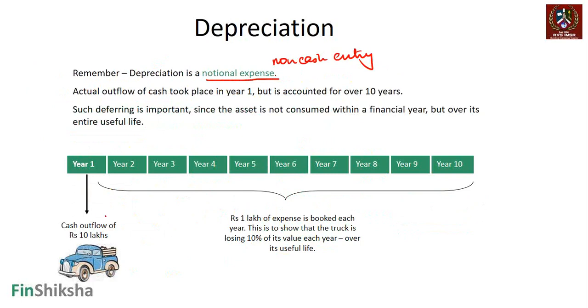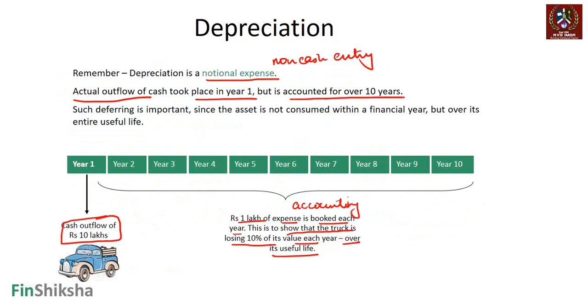How much is the cash expense? In this case, there is a cash outflow of rupees 10 lakh in the first year. That's very clear. Remember, cash outflow is 10 lakh. After that, there is no cash outflow for the rest of the years. But rupees 1 lakh of expense is booked each year. That's an accounting entry that we are putting in. This is to show that the truck is losing 10% of its value each year over its useful life. That's the idea, right? So actual outflow of cash took place in year 1, but is accounted for over 10 years.